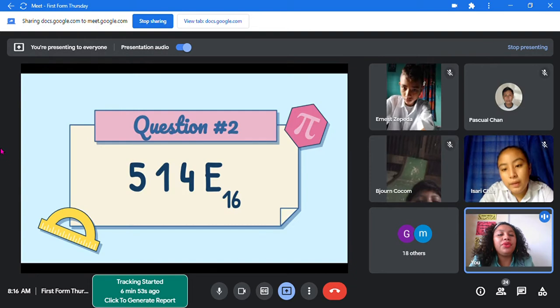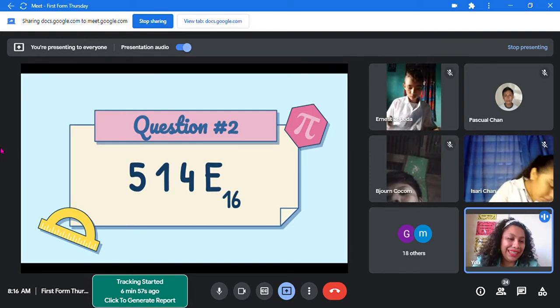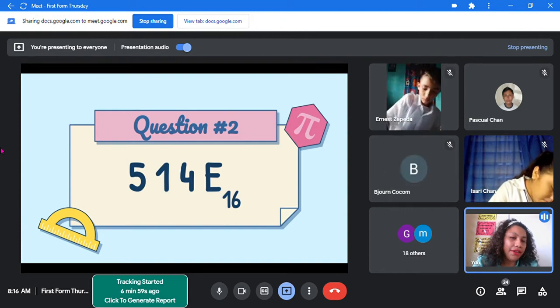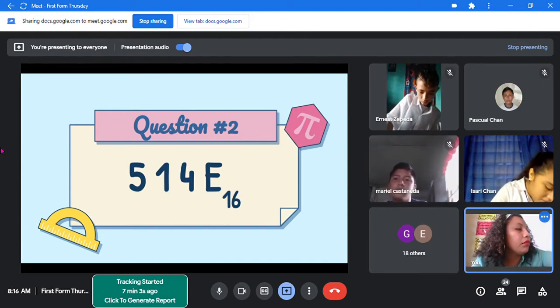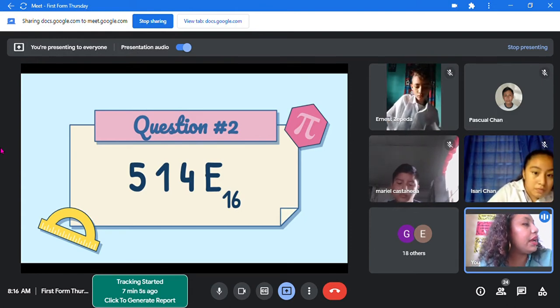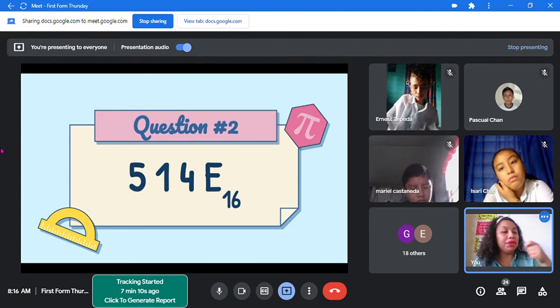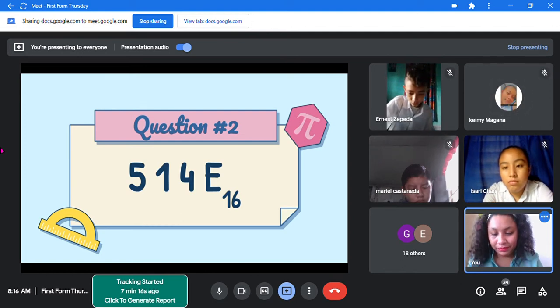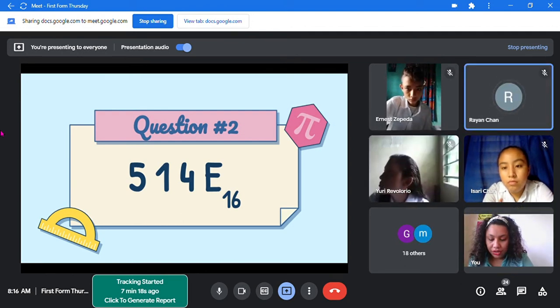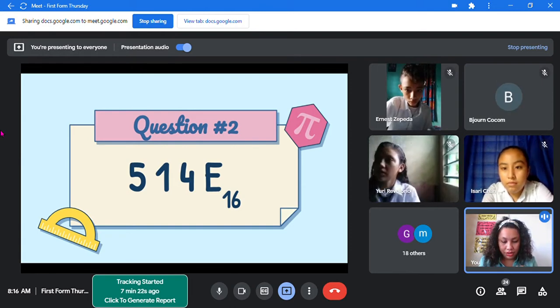So this is question number 2, 514E. Would you guys prefer for me to show the working, like me writing it instead of just showing it in the slide? Would that help you guys, me showing it step by step? Okay. So give me 1 second to connect this device.